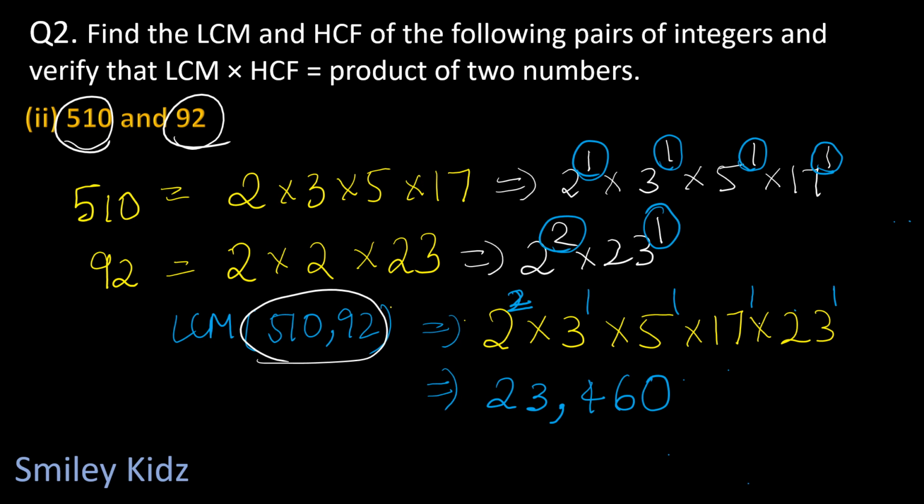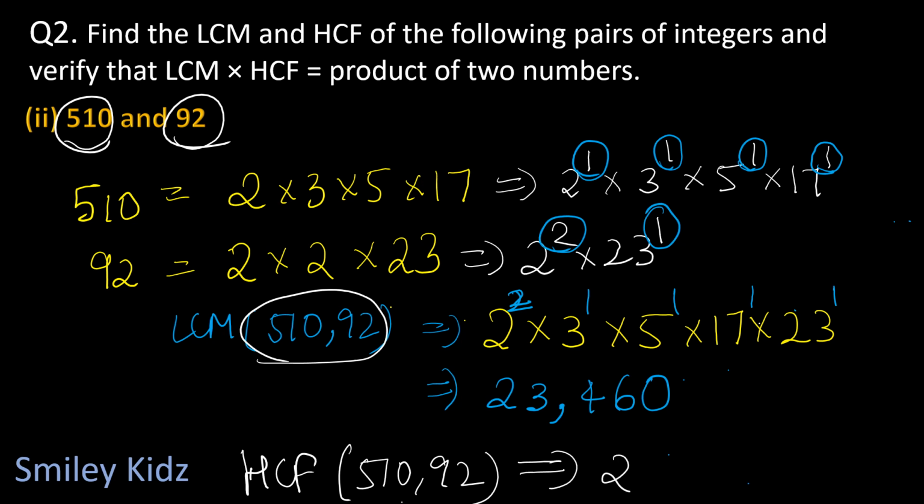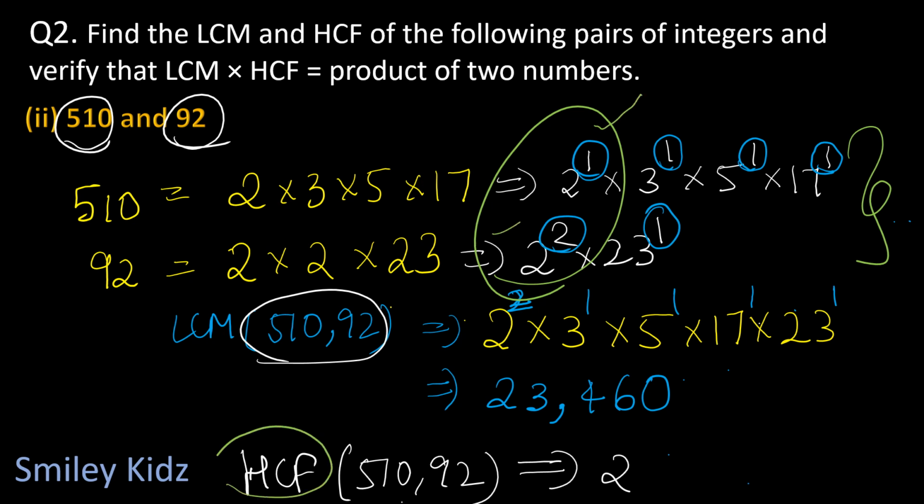HCF will be the product of the least powers of the common factors, isn't it? Now the HCF of 5, 10 and 92 will be equal to 2. Just observe. The only common factor you can find out in the prime factorization of both is 2. And we observe that 2 to the power of 1 is there and 2 to the power of 2. But we are finding the HCF. HCF means what? Product of the least powers. So 1 is less than 2. So it's 2 to the power of 1, which is 2. Therefore, the HCF of 5, 10 and 92 is 2.